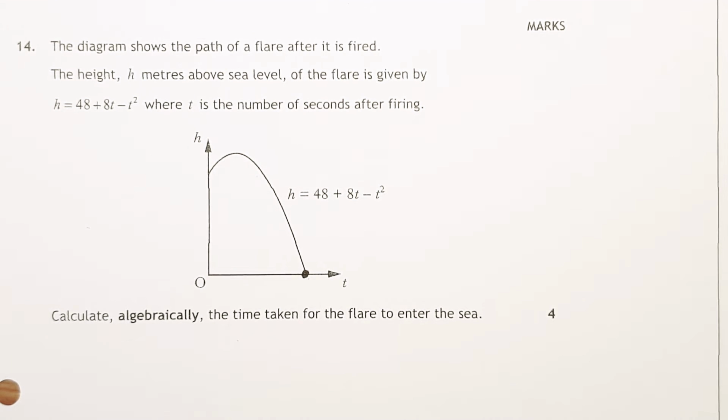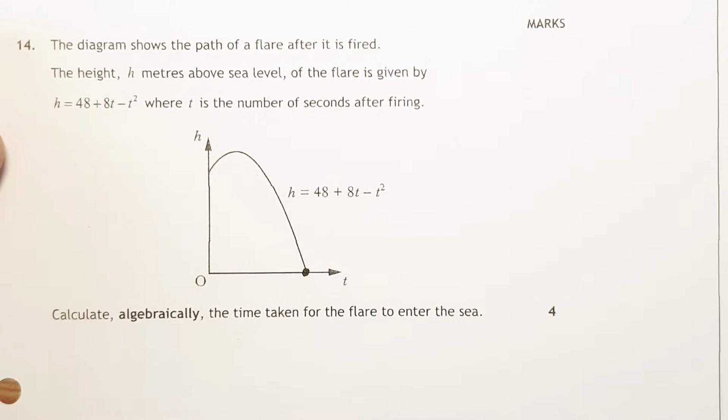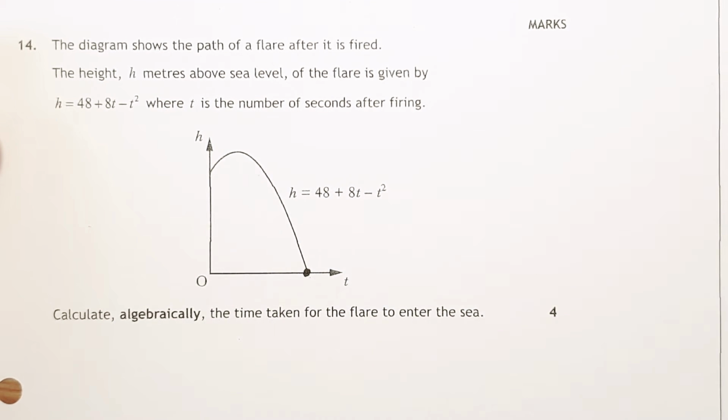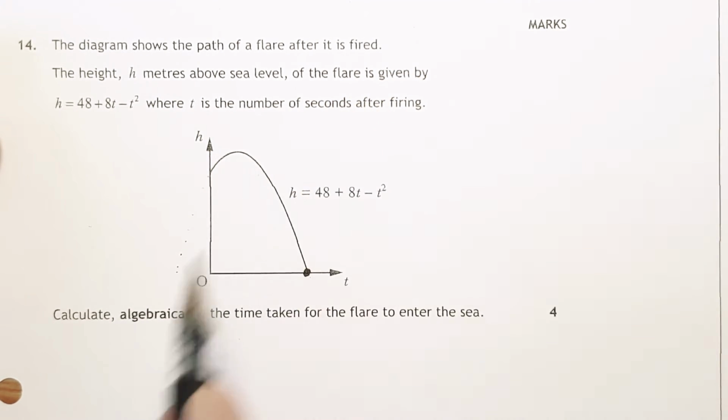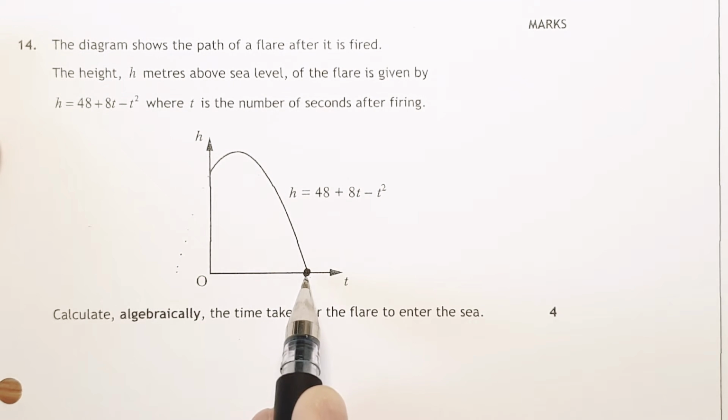National 5 Maths Practice Paper G, Paper 2, and for question 14, what we've got to do is find out when the flare enters the sea. So basically we've got to find out what the two roots are of this parabola, and it's the one which is going to be positive, because if we continued that down here, we're going to have a negative root. So we don't want a negative one, we want a positive time. So that's what we need to figure out.